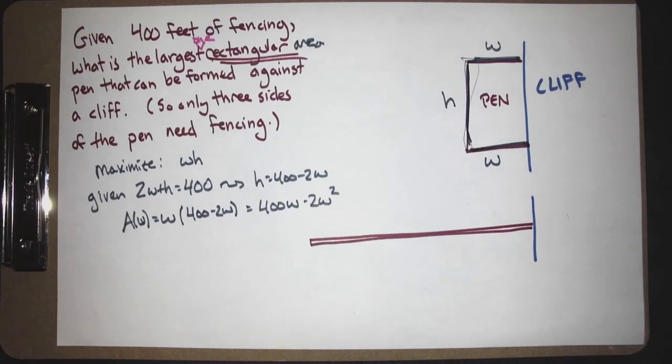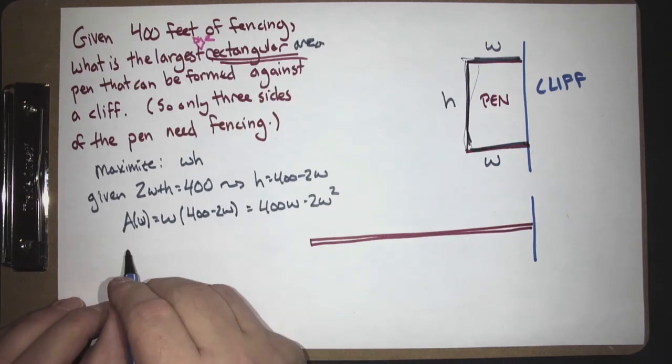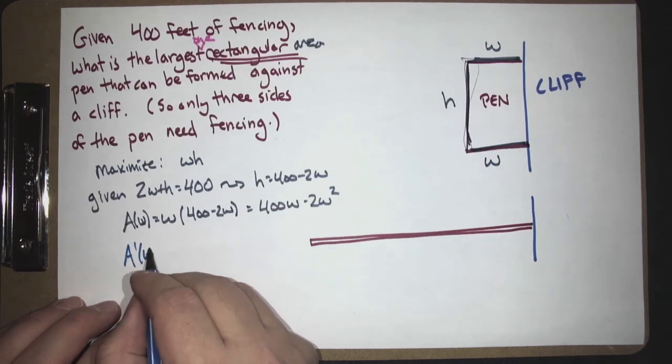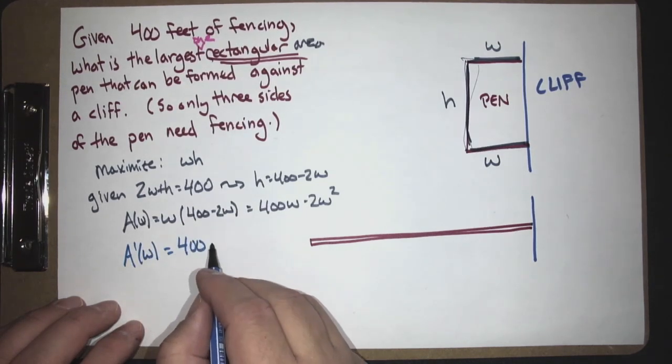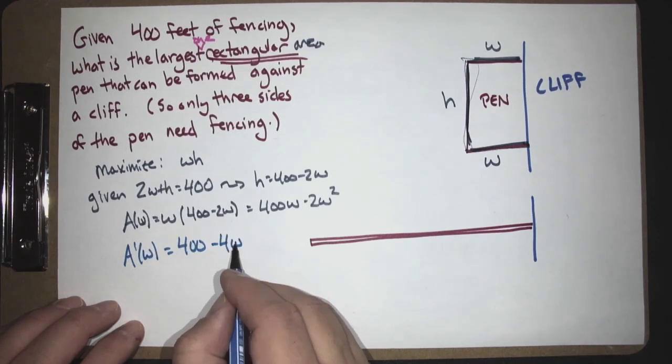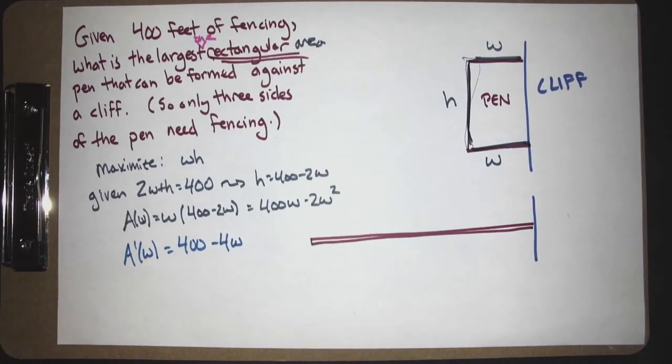So now we're ready to pull out our wonderful calculus tools. So what do we do? Take a derivative. What's the derivative? 400 minus 4W. Okay, what do we do with this derivative?